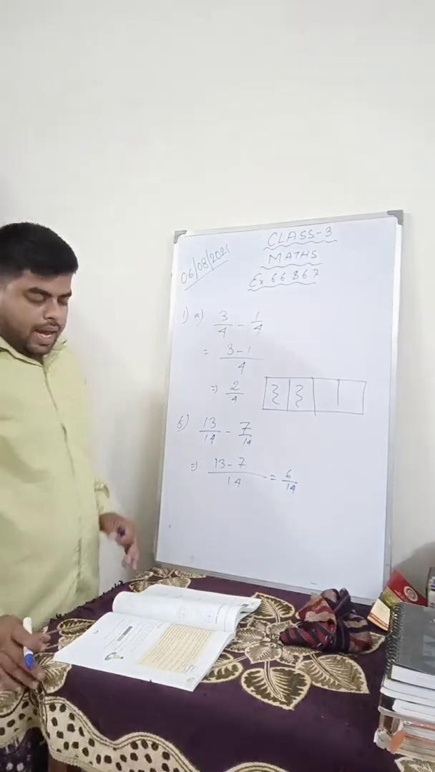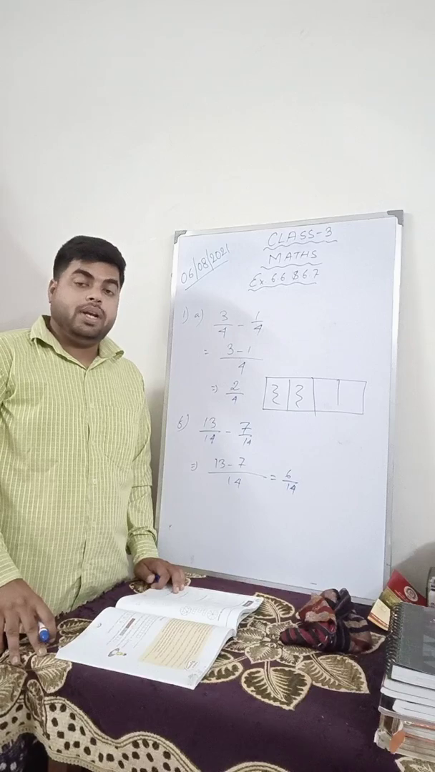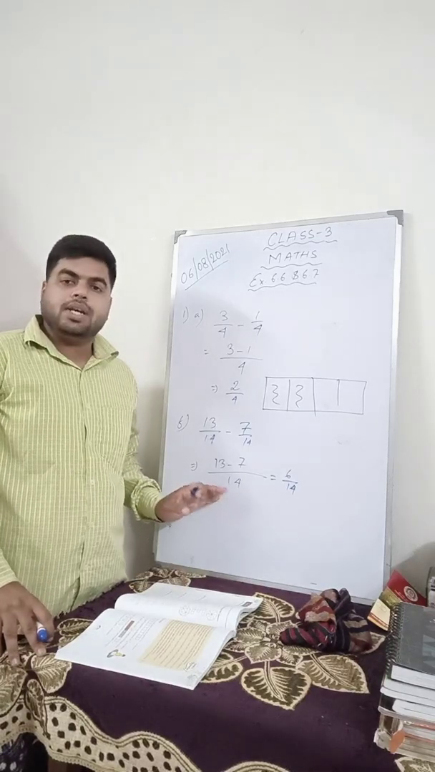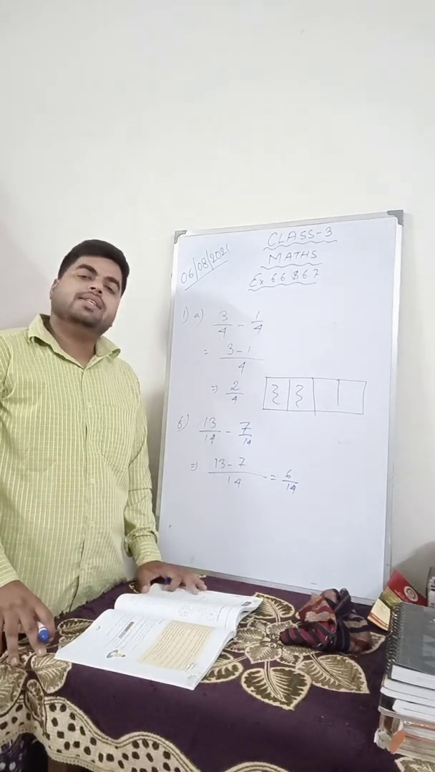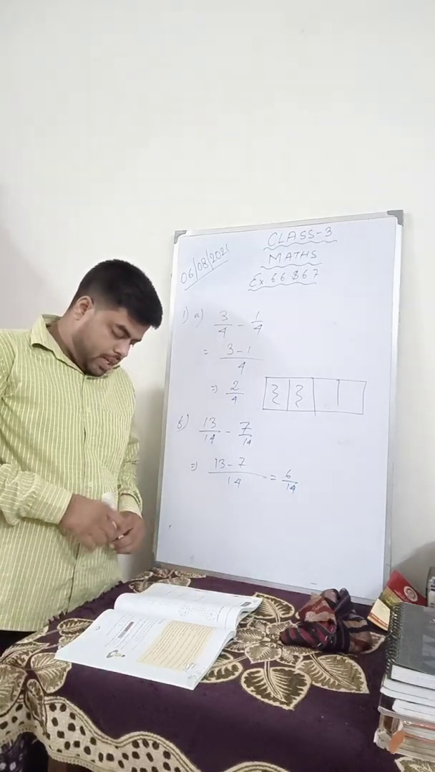This is your answer, and in that figure, in that picture, whatever they have given you, if you count properly, there will be a total of 14 parts. Out of those 14 parts, any 6 you can shade or color. I hope you have understood this, children.